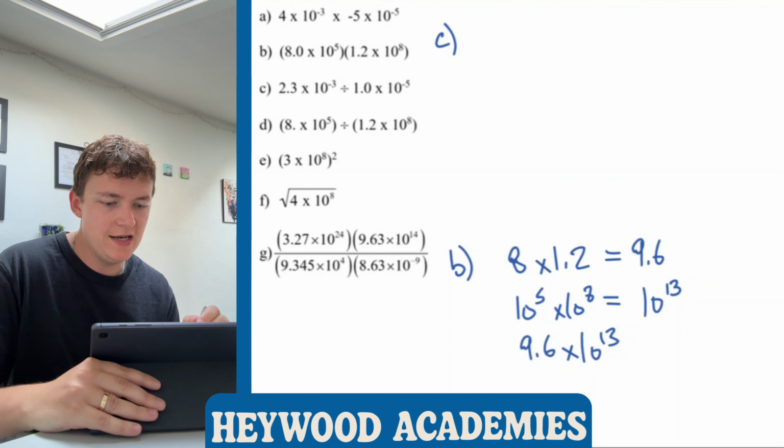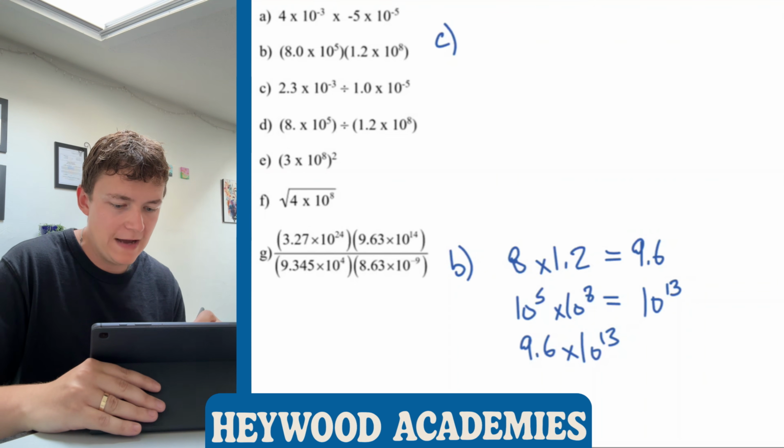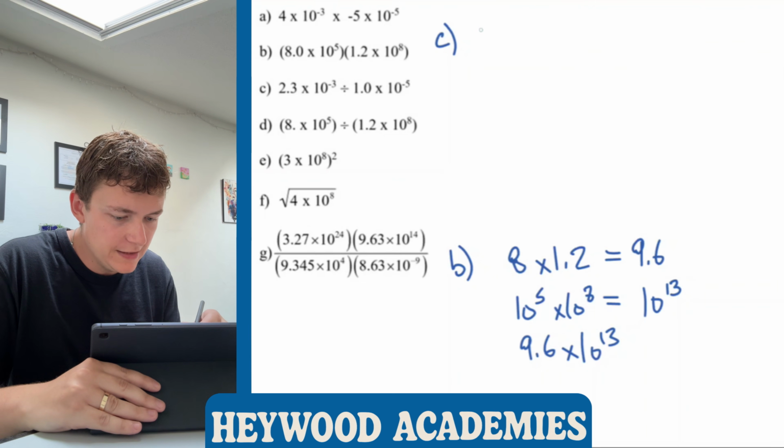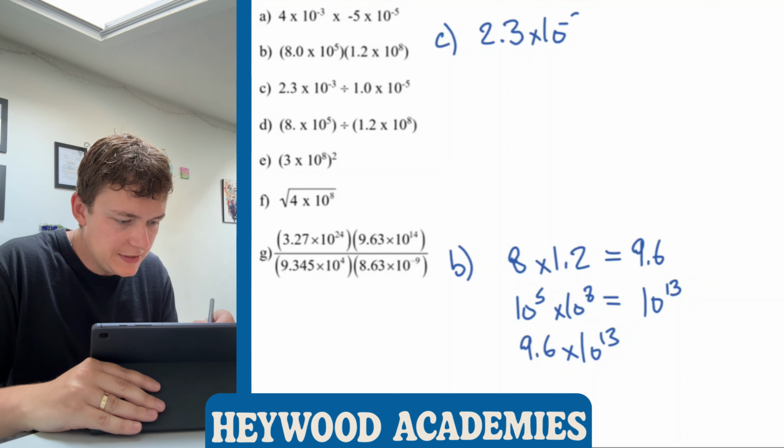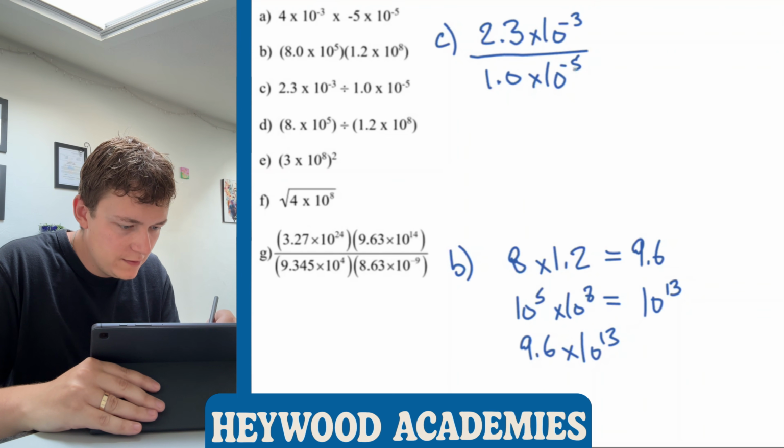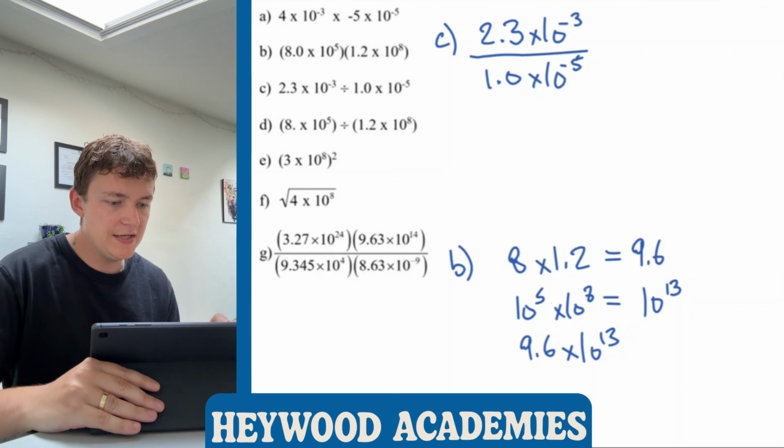Okay, question C. Now instead of multiplying, we are dividing these. So let's write this out a little different. Let's go 2.3 times 10 to the negative 3, and then let's write our divided like this. 1.0 times 10 to the minus 5. Okay, now this looks confusing, but it's actually not too bad.